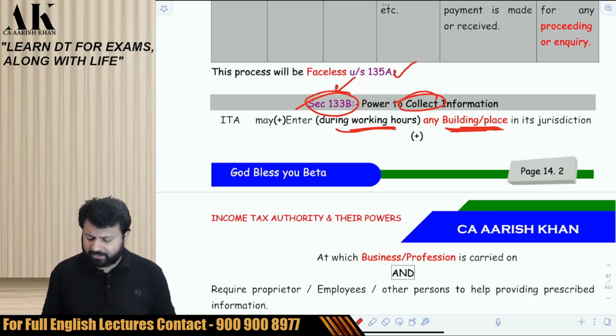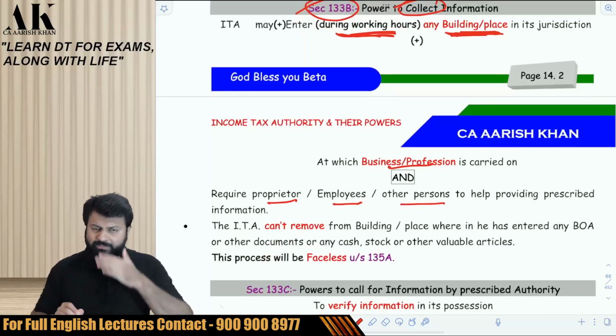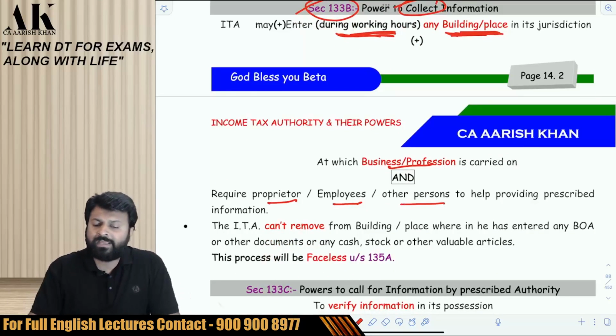So they are coming to your business place, your building, your place during working hours at the business place, and they will ask the proprietor, employee or other person to help by giving certain information. They will not take anything from here, as you can see over here.